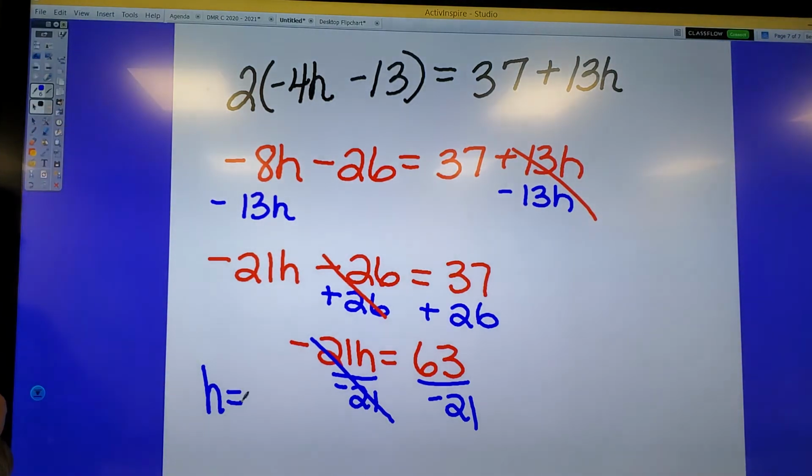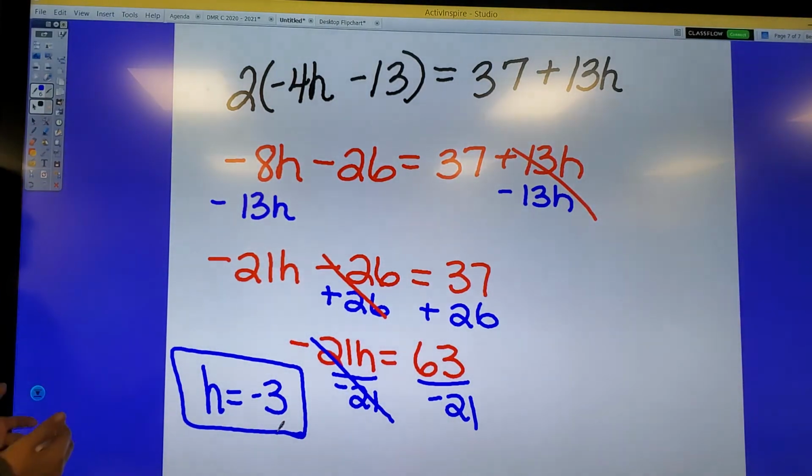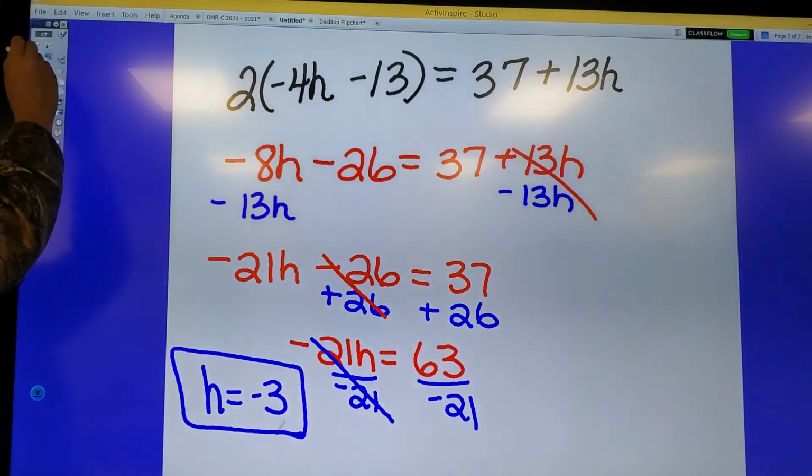What? 3 or -3? -3. That's what I got. Okay, so for this problem, you would simply enter -3. Don't put h equals, but just -3. Okay? All right, let's talk about the last type of problem.